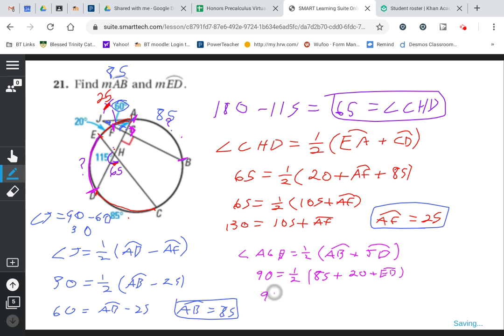All right, so we get 90 equals 1/2 (105 plus ED). Again, I'm going to multiply both sides by 2. I get 180 equals 105 plus ED. So we see that ED here equals 75.